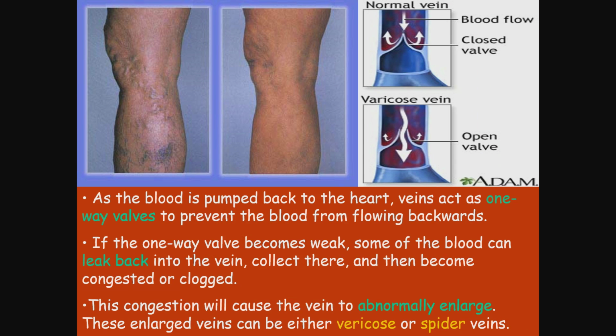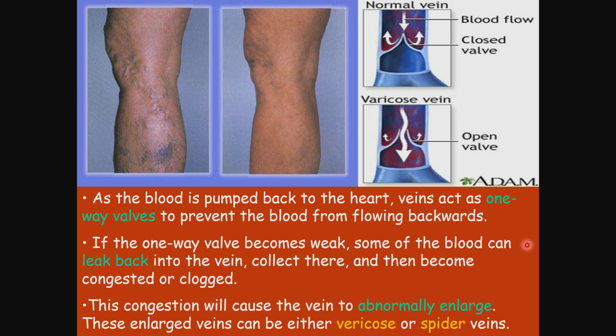Varicose veins, we've all heard of these, maybe spider veins you've heard of. Well, as the blood is pumped back to the heart, veins act as one-way valves to prevent the blood from going backwards. So you can see you have these valves here, blood flows up and doesn't go back down. However, if the one-way valve becomes weak, they say from crossing your legs too much, not moving around, sitting too much, some of the blood can leak back into the vein, collect there, and then become congested or clogged. This congestion will cause the vein to abnormally enlarge, and you can literally see it protruding through the skin.